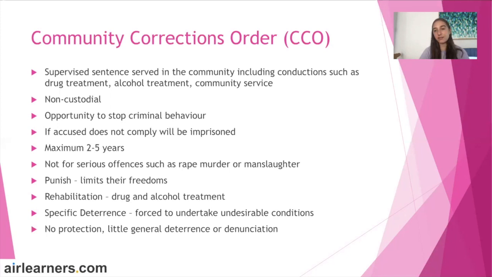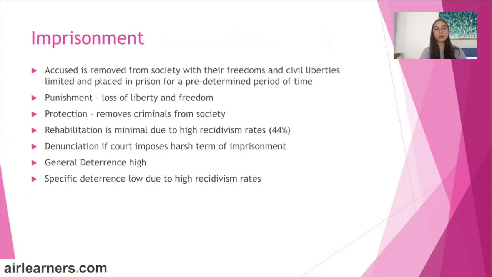And it's, again, for that reason, there's little denunciation. Finally, imprisonment. Imprisonment is where the accused is removed from society with their freedoms and civil liberties limited, and they're placed in prison for a predetermined period of time. The main purpose of imprisonment is to punish the accused because they lose their freedom and civil liberties. It also protects the community by removing criminals from society.